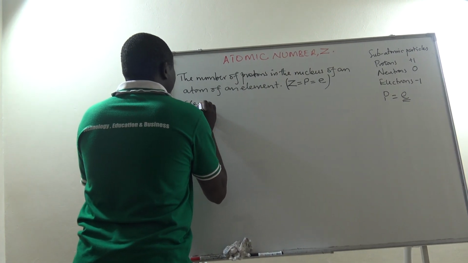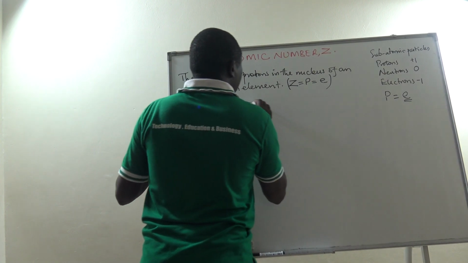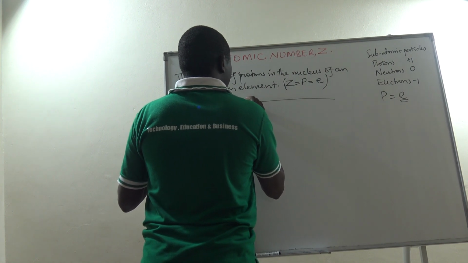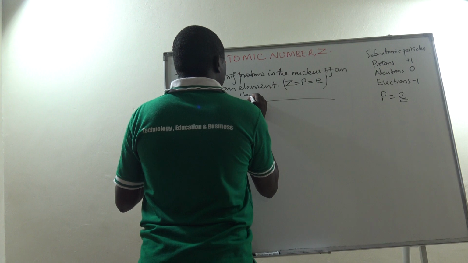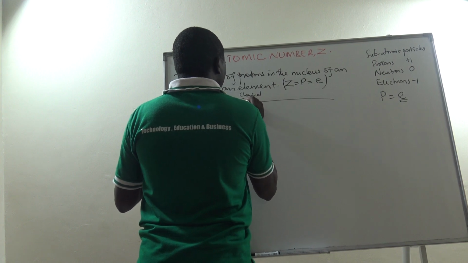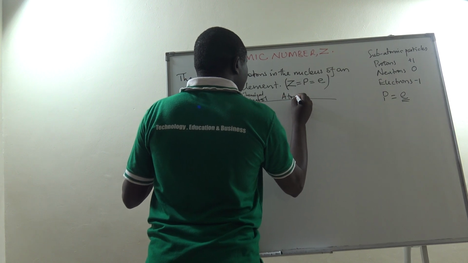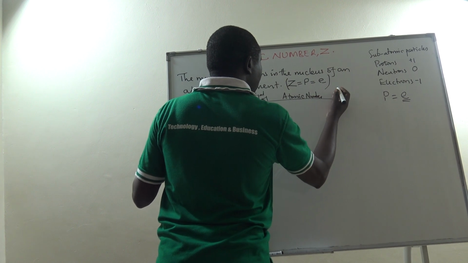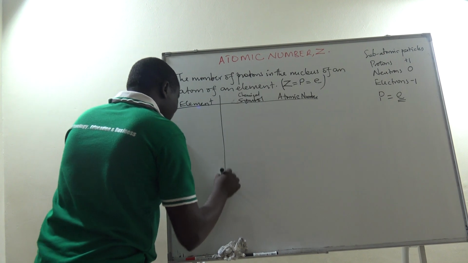So we are having element, and then we have atomic, let me also look at the chemical symbol, and then atomic number. So let us look at this table here.